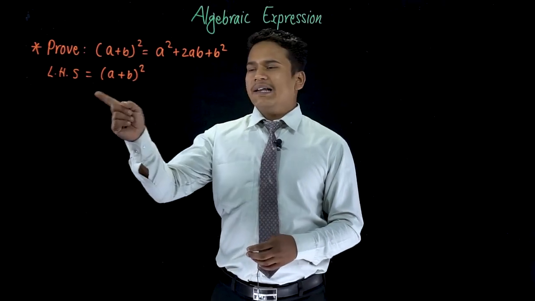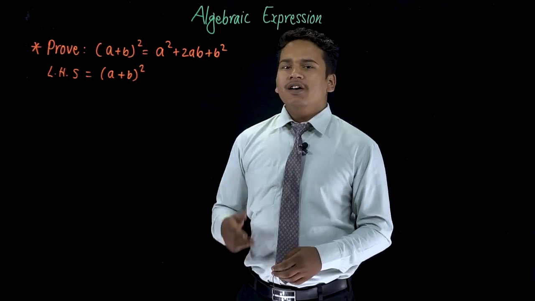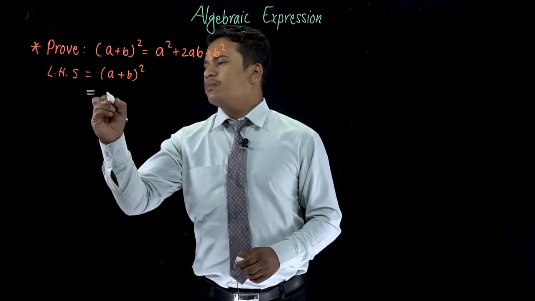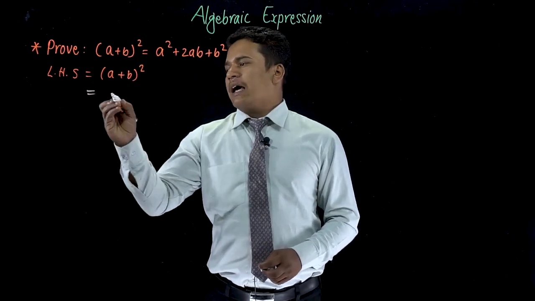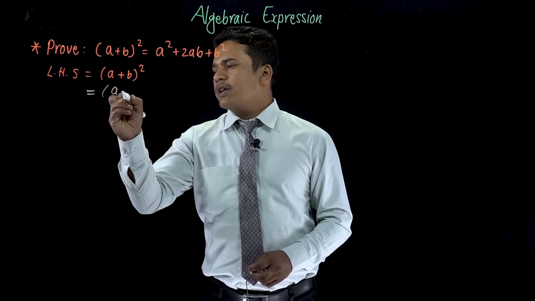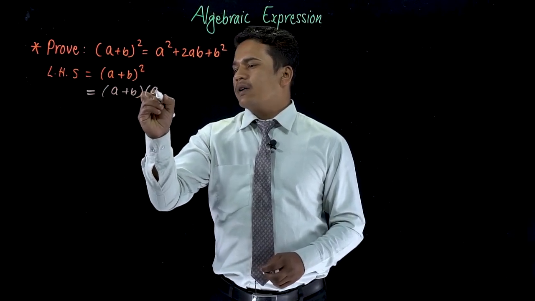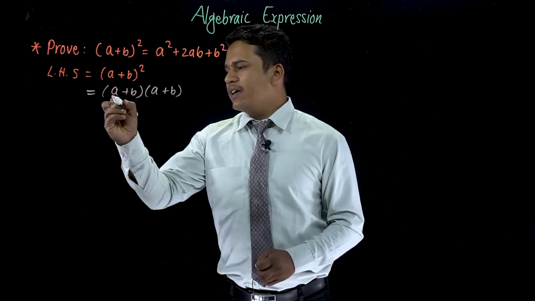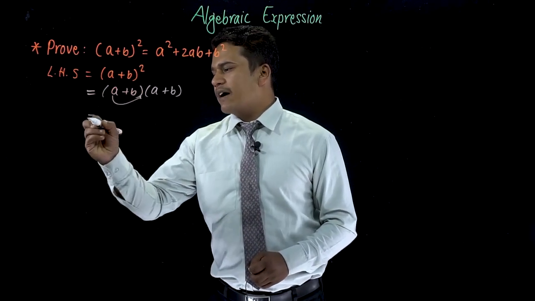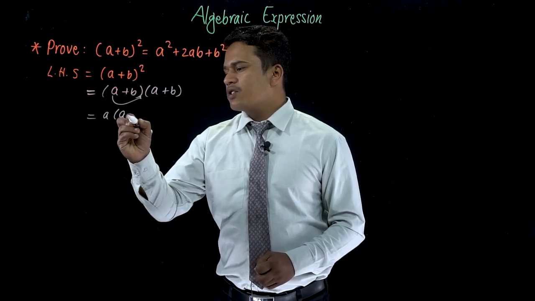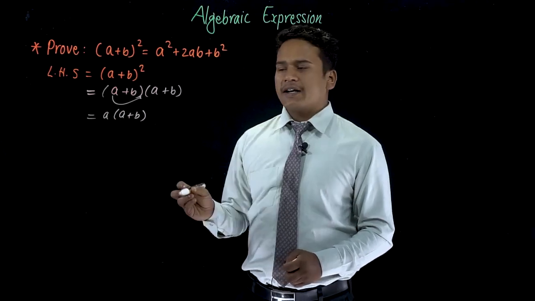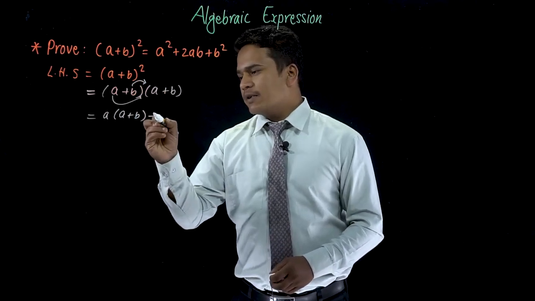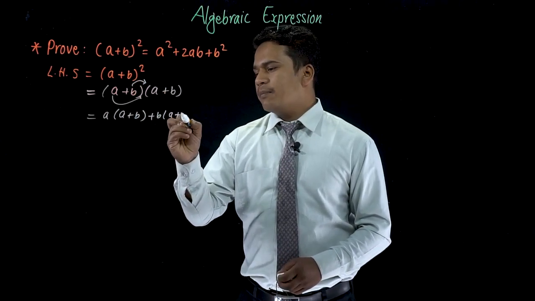So we have LHS equals (a + b)², using algebra. Multiplying (a + b) two times gives (a + b)². That means we can write (a + b) multiplied by another (a + b). And doing it is very easy. Now a is going to multiply the whole second factor, a + b. Now the second term of the first factor, that is b, is also going to multiply the whole second factor. That means plus b will now multiply a + b.